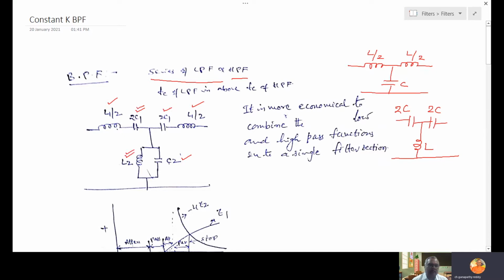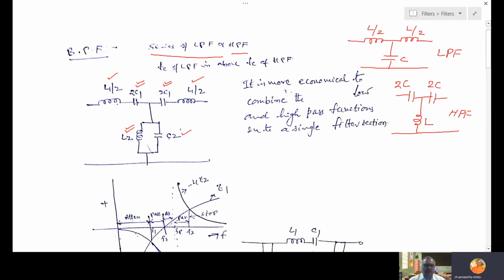So where I put a double tick is a high pass filter, single tick is a low pass filter. So this is a low pass filter, this one is a high pass filter. So the band pass filter contains low pass and high pass. The only restriction is that the cutoff frequency of the low pass filter is above the cutoff frequency of the high pass filter.